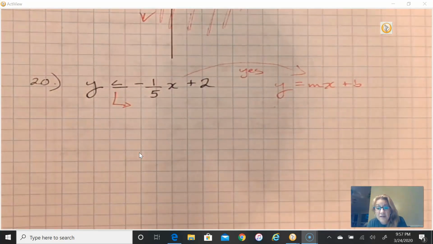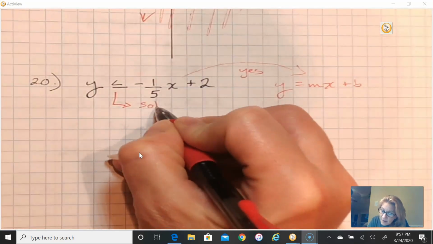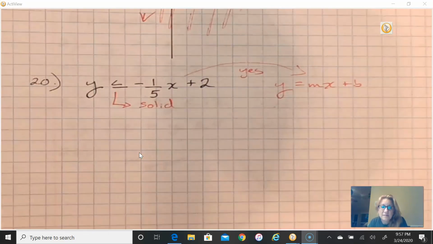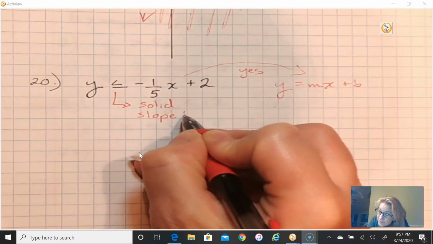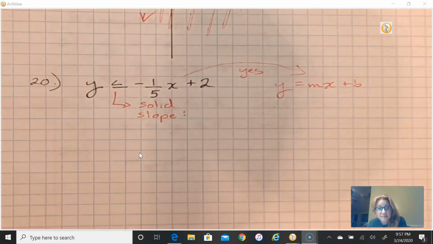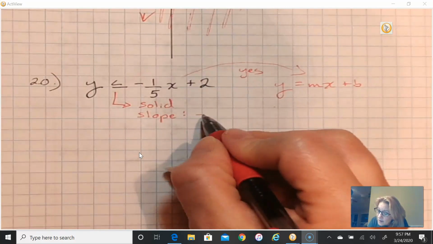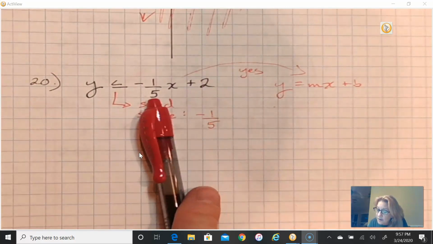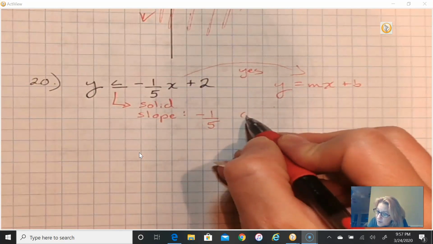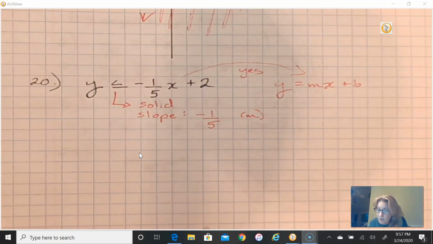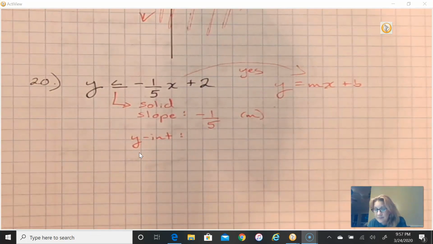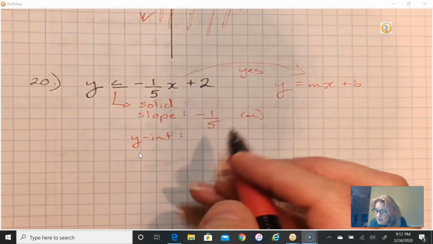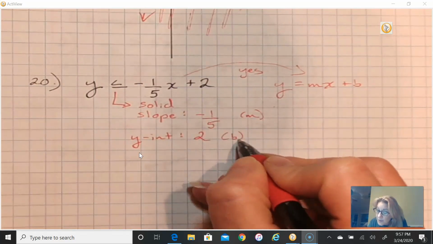Now, first question: is it a solid or dashed line? That should be your first thing. It is solid. It's going to be a solid line right there. The next thing I want to know, what is the slope? What is your m? Right there. Negative 1 over 5 is your slope. It's your m. I'll even put a little m right here. The next thing I want to know, what is your y-intercept? Right there. It's 2. That's your b.